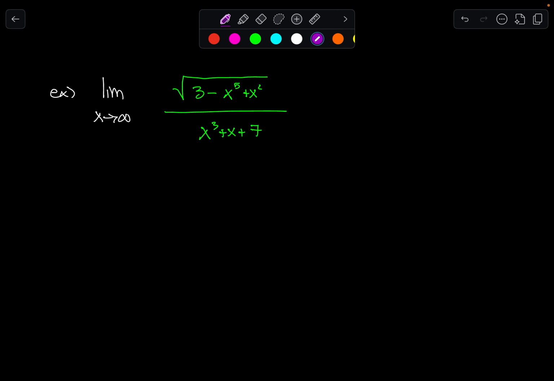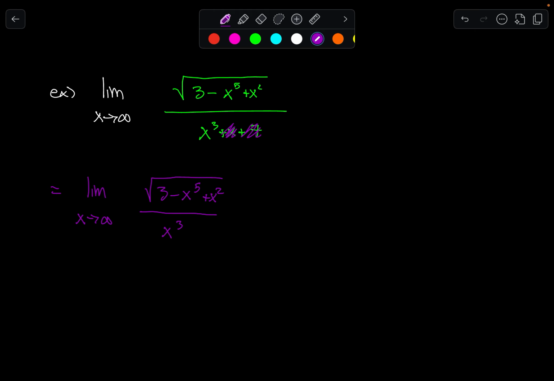Now, in this particular case, evaluating limits at infinity really just boils down to which of these things is larger than the other one. Is the thing on top bigger or the thing on bottom bigger, or are they both the same size? And for the bottom, it's not too bad, right? I could rewrite this limit as x approaches infinity, and I could keep my square root 3 minus x to the 5th plus x squared over just x cubed, right? Because in the bottom, the plus x doesn't matter, the plus 7 doesn't matter. We're talking about being at infinity.